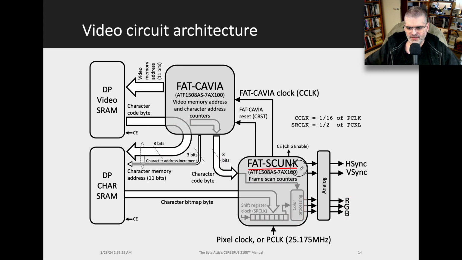Now, in addition to this, Fat Skunk also has counters to know when to produce the sync pulses, the horizontal sync pulse and the vertical sync pulse. In doing that, it knows when it is in the blanking interval, and then the RGB lines go to 0 during the blanking interval and the sync pulses are produced. During the blanking interval, Fat Skunk will withdraw the chip enable signal that goes into the two memories, the video and the character memory. Now remember, these are dual ported memories, so the computer proper is on the other side accessing the same memory, both video and character memory.